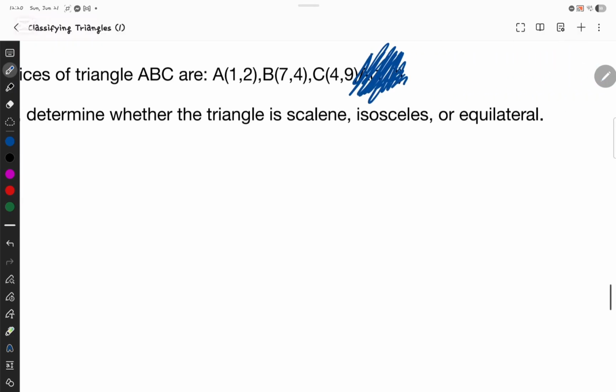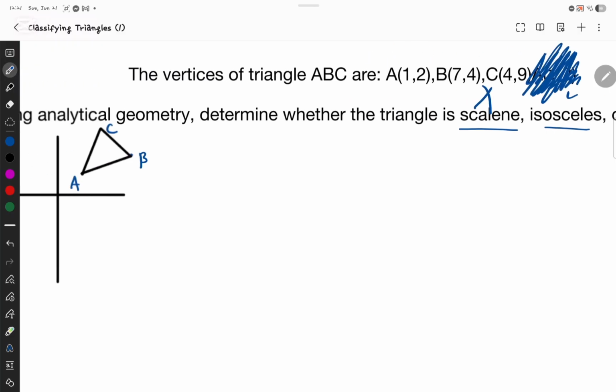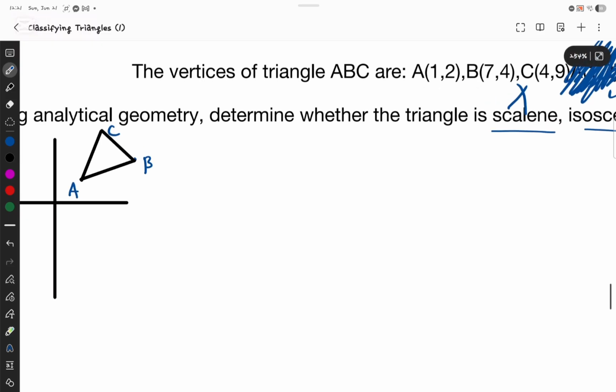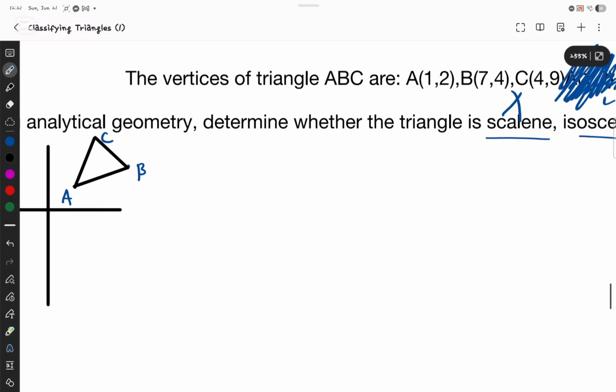And to determine if it's scalene, isosceles, or equilateral, we have to determine if the lengths of the three sides are either not equal to each other, two of the sides are equal to each other, or all three sides are equal to each other. And we can do this using, obviously, the length formula. So first of all, let's just find the length of AC.